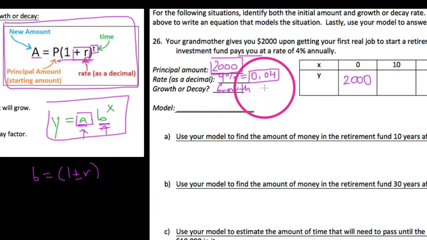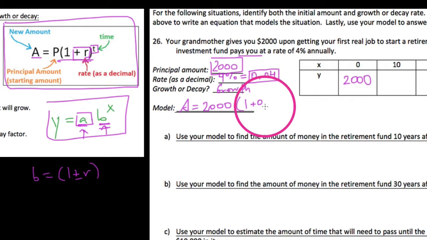You're not paying them. So with respect to our model, now we're using this model over here this time. We're going to write that the amount that I have at any given time is equal to the $2,000 I started with, but times 1, and in this case plus 0.04, and this is to the t, or time. Now when we write a model, that means that we're not going to actually plug in a time value here.